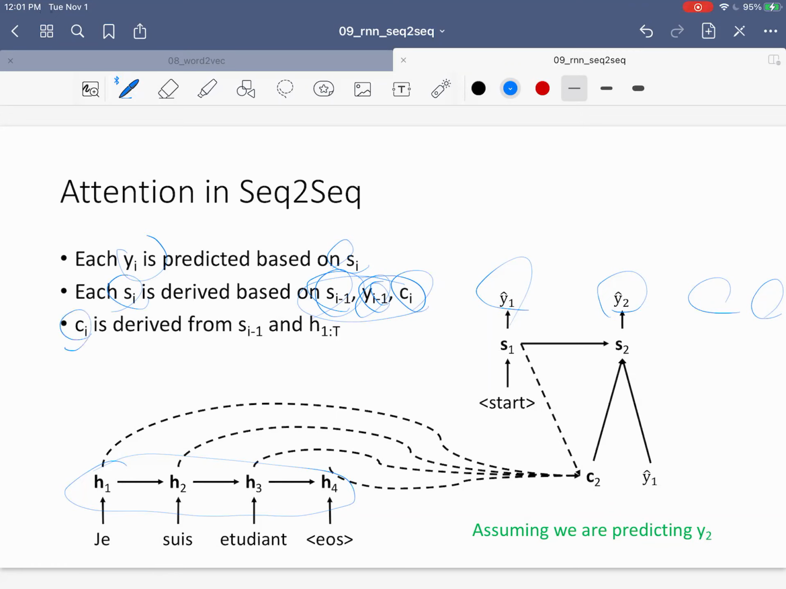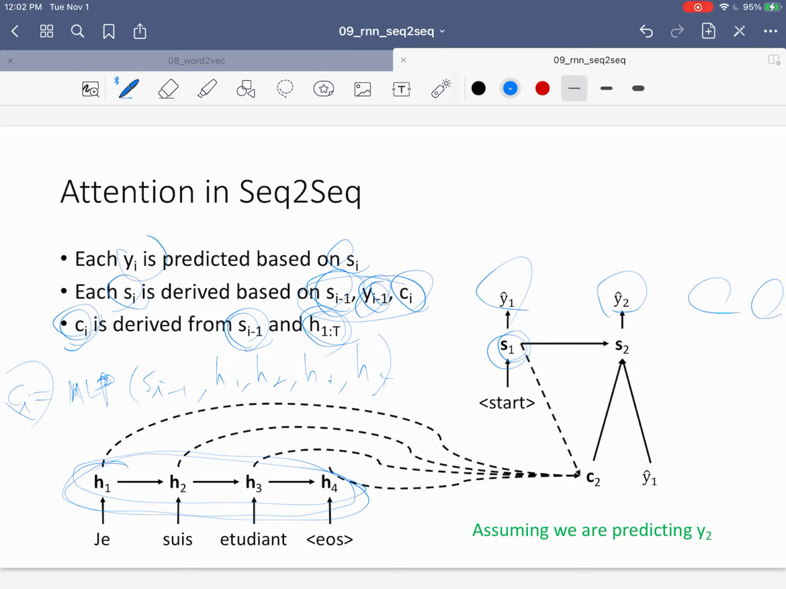Context vector ci is a dynamic mix of h's. So ci is derived from s(i-1) and h1 to hT, which means there's another function, called MLP. Let's call this function MLP, the attention function. And this gives you a ci. It receives s(i-1) and h1, h2, h3, h4. You put all the h's and your previous hidden layer in the decoder time step in, and then you decide ci. So that's what your attention function does.